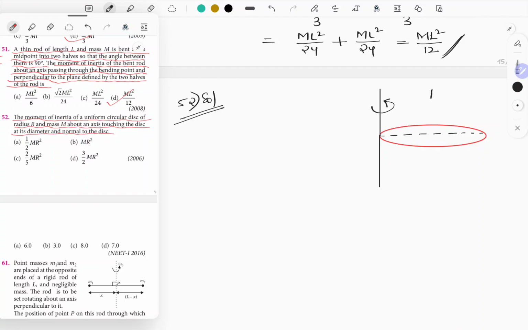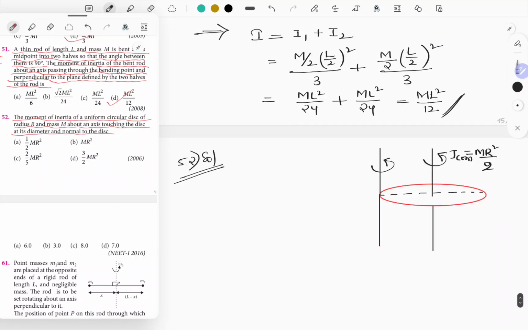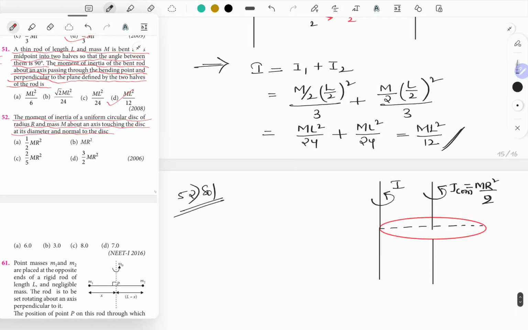It's a disc, right? So moment of inertia through the center of mass of a disc and perpendicular to its plane is I center of mass equals m r square by 2, right? Now we need moment of inertia through this point. Then I equals I center of mass plus m a square, where the distance of separation between these two axes is r. So I equals m r square by 2 plus m r square. Then I equals 3m r square by 2.